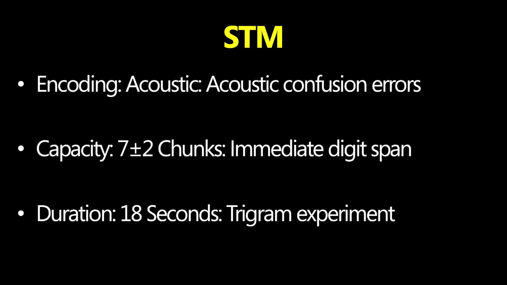Capacity is 7 plus or minus 2 chunks, shown by the immediate digit span test, where you have something like 8, 3, 6, 2, 1, recited immediately back. And when they are correct 50% of the time, that is their immediate digit span. This was claimed to be 7 plus or minus 2 chunks. Now next is duration, which is 18 seconds.